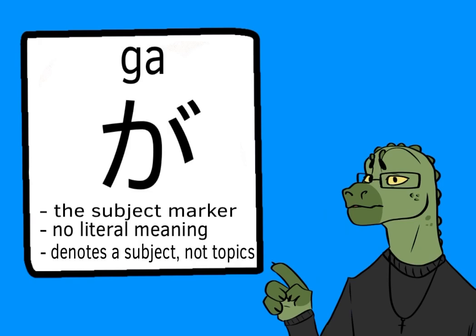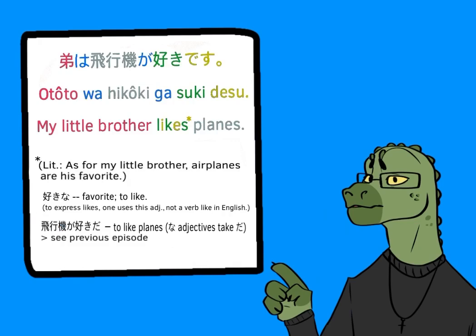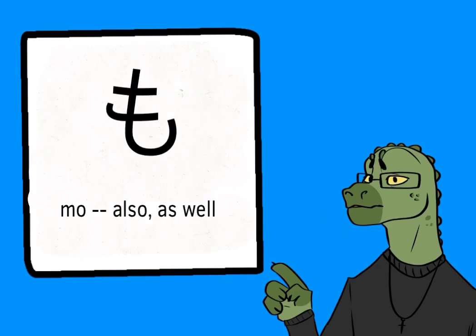So for instance, Ototo wa hikoki ga suki desu. My little brother likes airplanes. Right? Note that wa denotes the topic, my little brother, versus the subject, the planes. Right? You're talking about your little brother, but more specifically, you're discussing his like for airplanes. Similarly, you can also use mo, which is the other one I'd like to talk about in this instance.